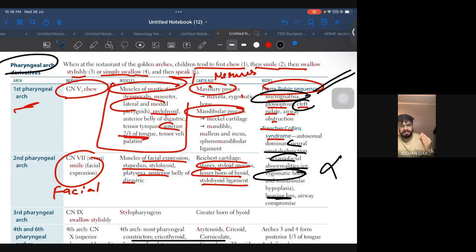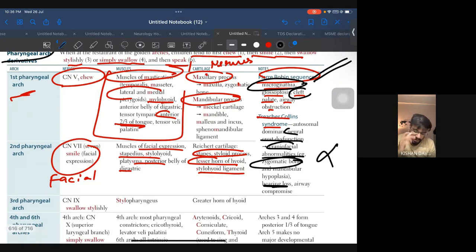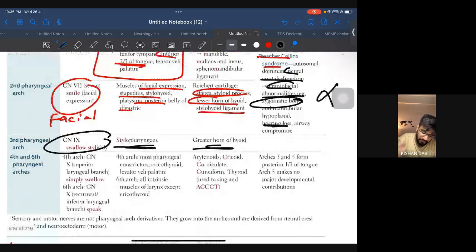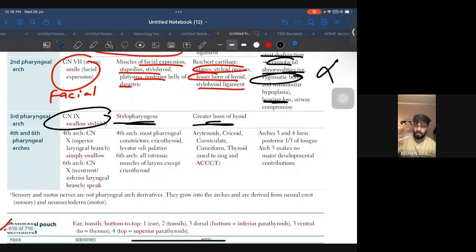Problem will be in cartilage. How will you remember? Watch it daily. Okay, coming to the third pharyngeal arch, there is the glossopharyngeal nerve. Fourth and sixth, the fifth arch is not developed. So you will go to fourth and sixth.